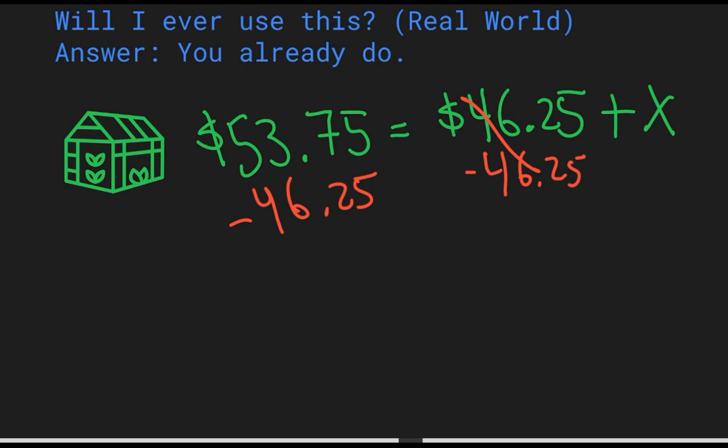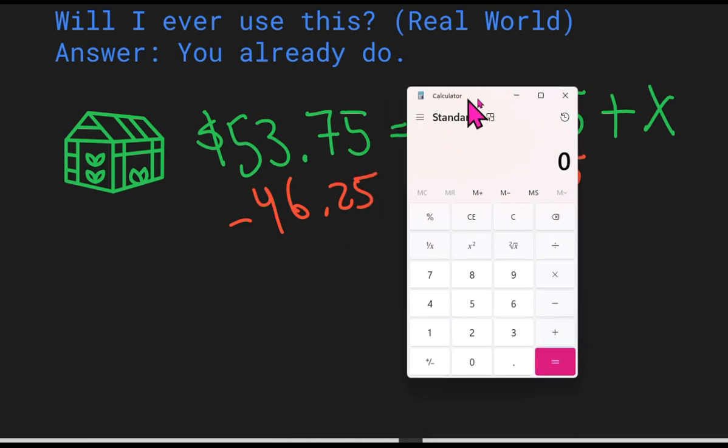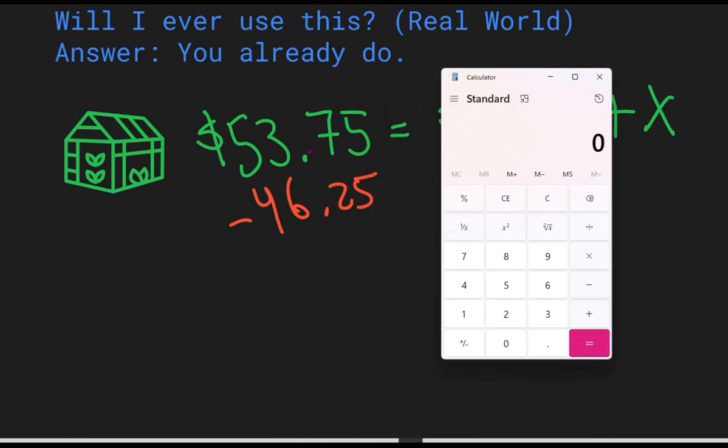That cancels, and I'm left with x equals. I'm going to use a calculator for this, but if you don't know how to subtract decimals, go look it up after this and learn how to subtract decimals. Quick tip, you gotta line them up when you subtract them. Okay, 53.75. I'm in the store. I'm not sitting there with paper and pencil messing around.